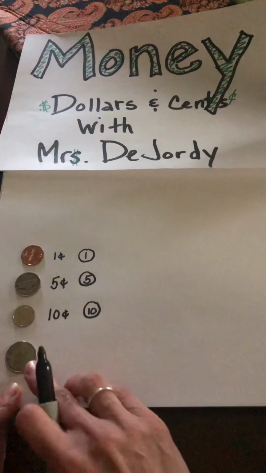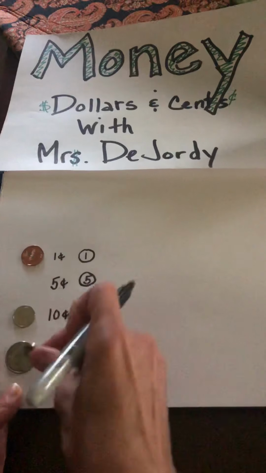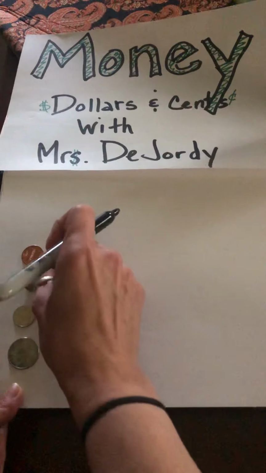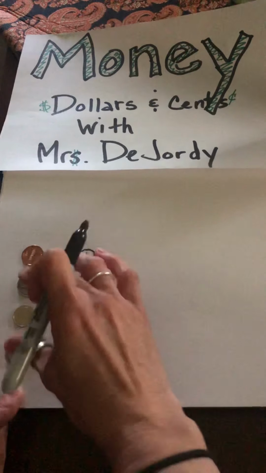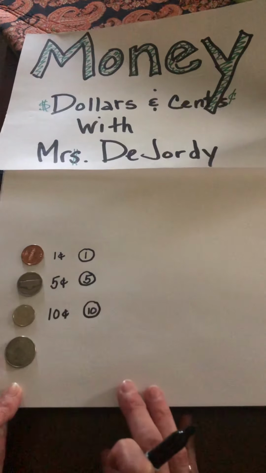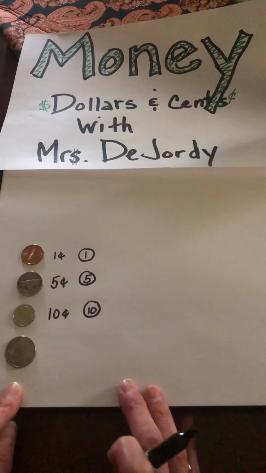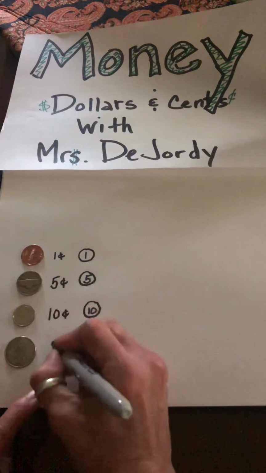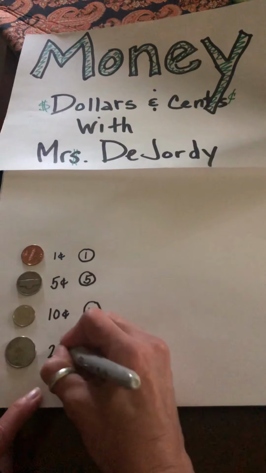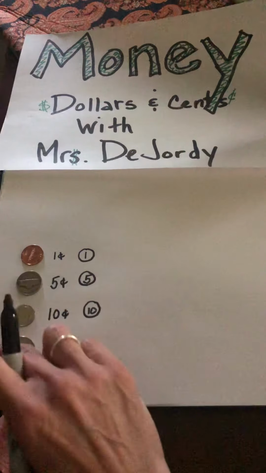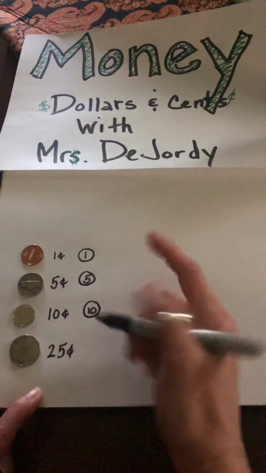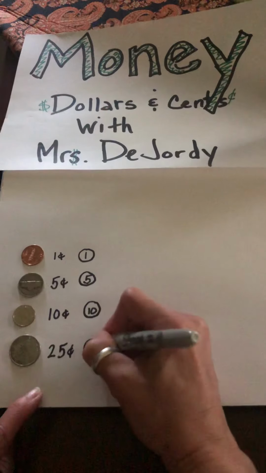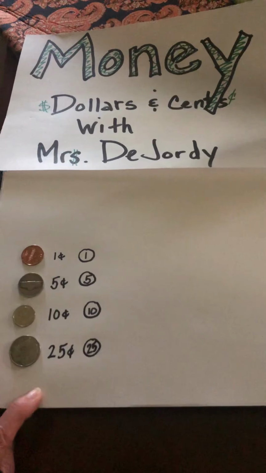The quarter can sometimes be confused with this nickel because it's not that much bigger than the nickel. So lots of times friends confuse these two. And it's really important that you really look at the coin closely so that you don't confuse them because their value is much different. This is worth 5 cents and this one is worth 25 cents. So that means that this one is worth 5 of those. And again, when we draw it pictorially, we draw it with a circle and a 25 in the middle.